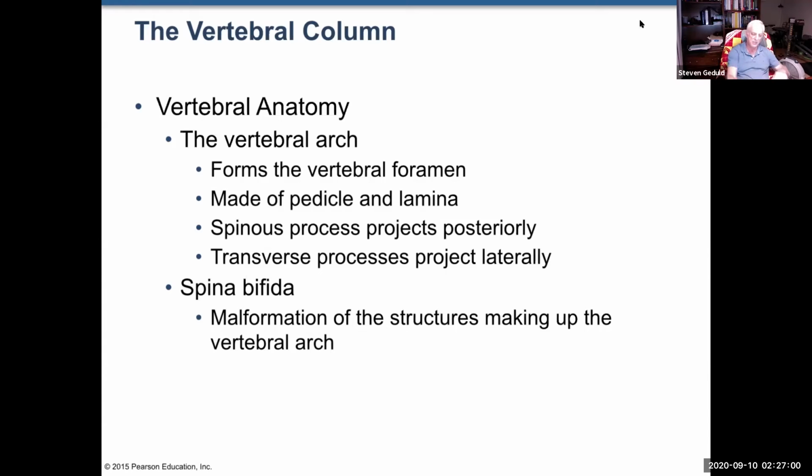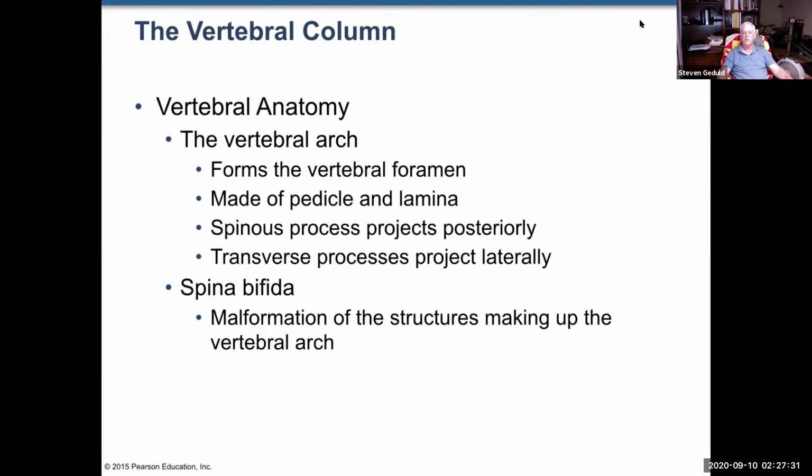We'll talk a little bit about spina bifida. Spina bifida is a malformation of structures that make up the vertebral arch. The vertebral arch goes over and forms a foramen. That foramen is where the spinal cord goes through. That's to allow the spinal cord to travel through the body and then branch out. Spina bifida is a disruption of that tube where the nerves of the spinal cord actually come outside to the outside surface of the body. We'll show you some pictures of that and exactly what that means.